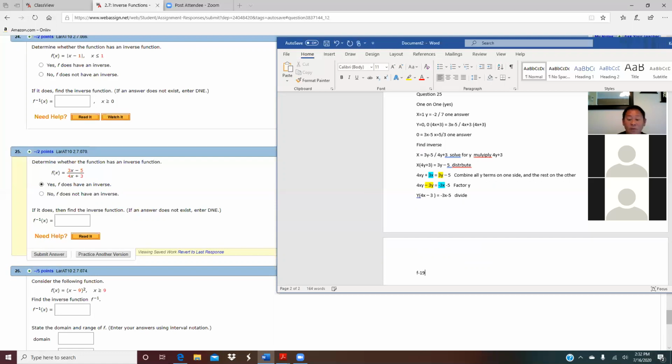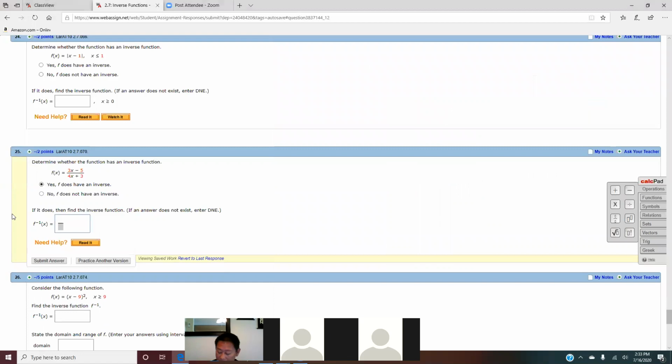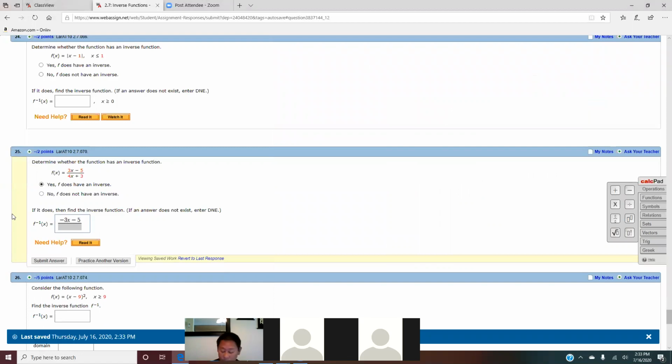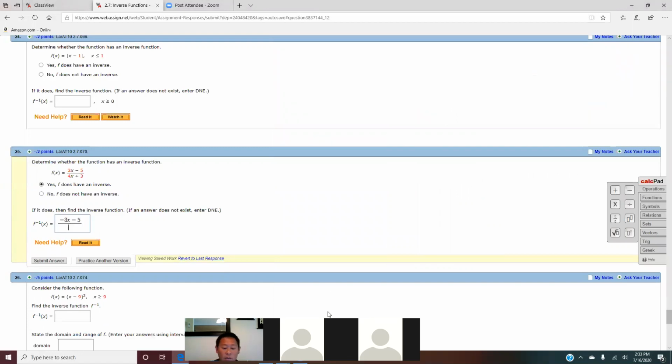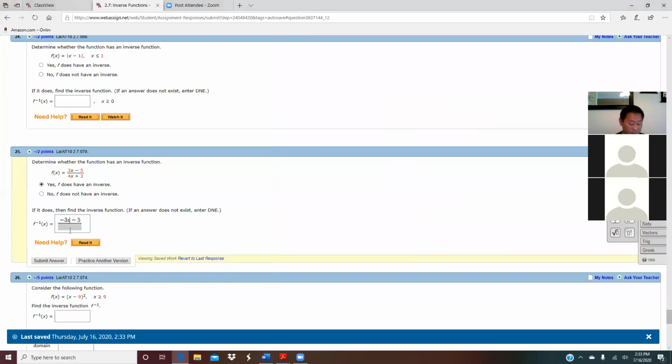Don't forget, the inverse function is negative 3x minus 5 divided by 4x minus 3. So this is how you do your answer in this case, and this is your final answer. Fraction first: negative 3x minus 5. And what do I have in my denominator? 4x minus 3.